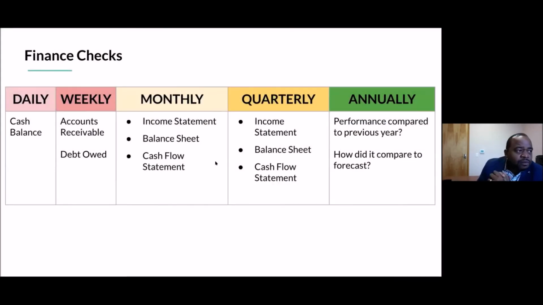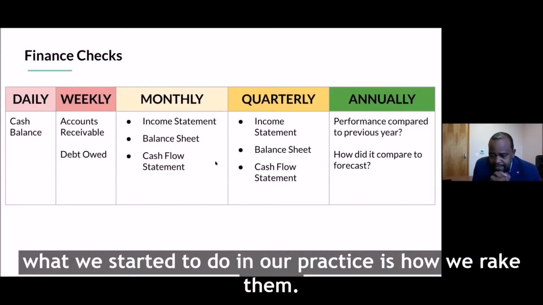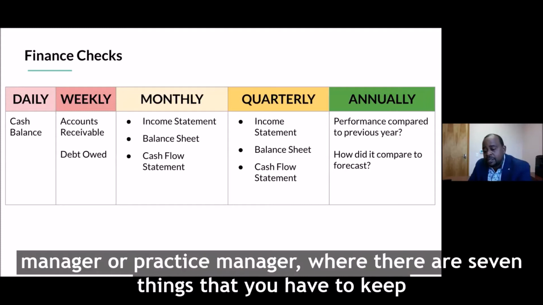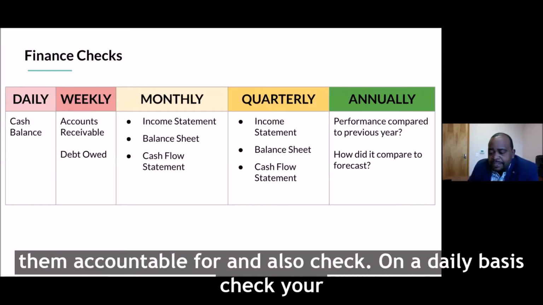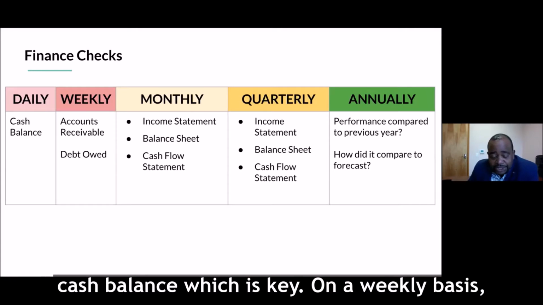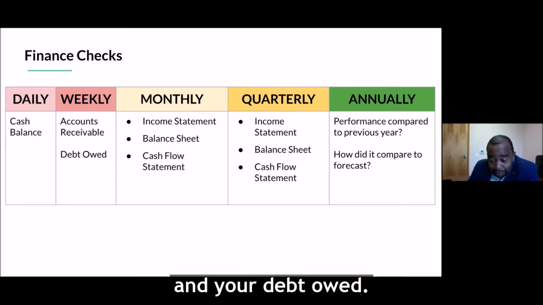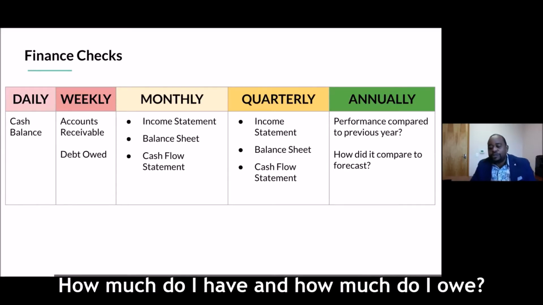So really, one of the things that we started to do in our practice is have a rhythm, a meeting rhythm with your accountant or your business manager or practice manager, where there are certain things that you have to keep them accountable for and also check. So on a daily basis, obviously you check your cash balance, which is key. On a weekly basis, you look at your accounts receivable and your debt owed. How much do I have and how much do I owe?